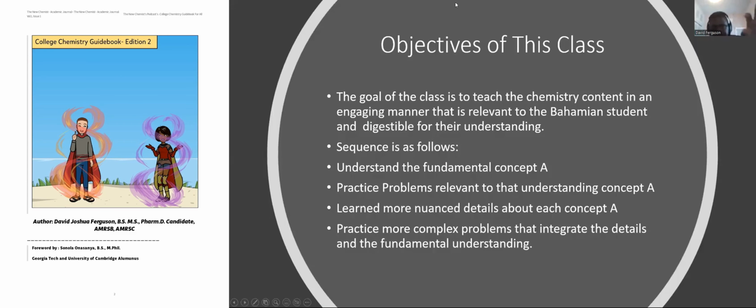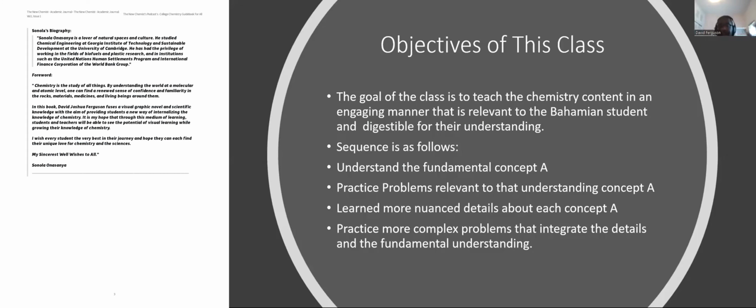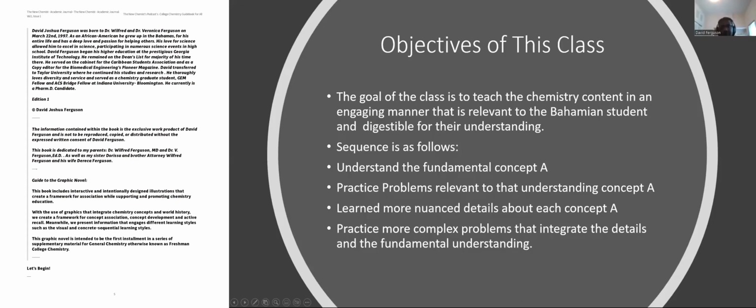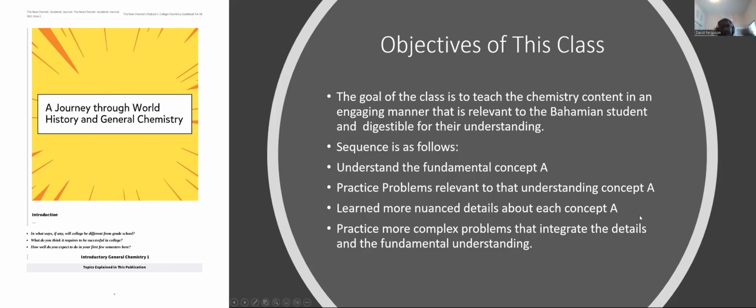Okay, the objectives of this class. The goal of this class is to teach the chemistry content in an engaging manner that is relevant to the Bahamian student and digestible for their understanding. The sequence is as follows. Understand the fundamental concept. Practice problems relevant to that concept. Learn more nuanced details about each concept. And practice more complex problems that integrate the details and the fundamental understanding.